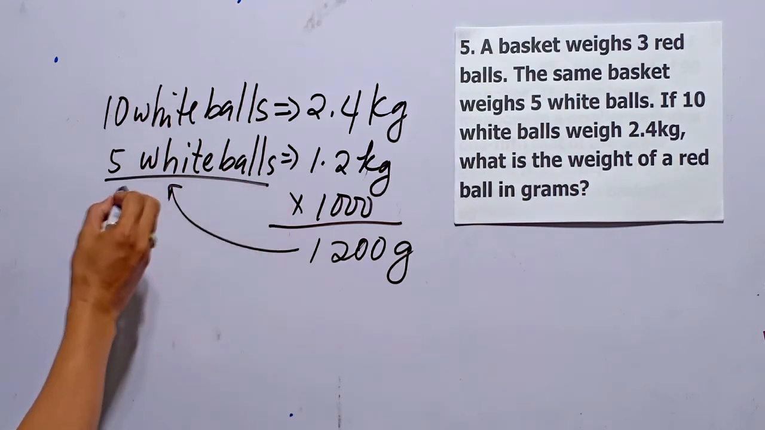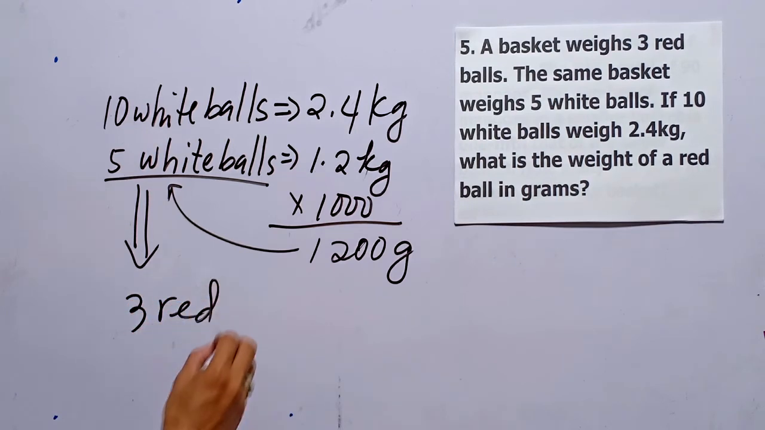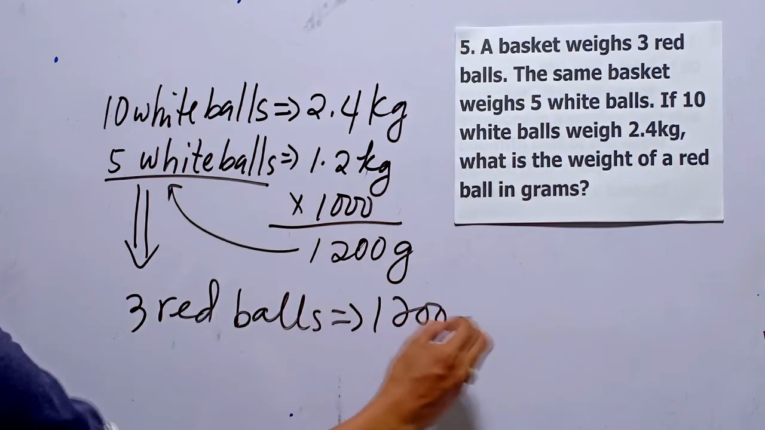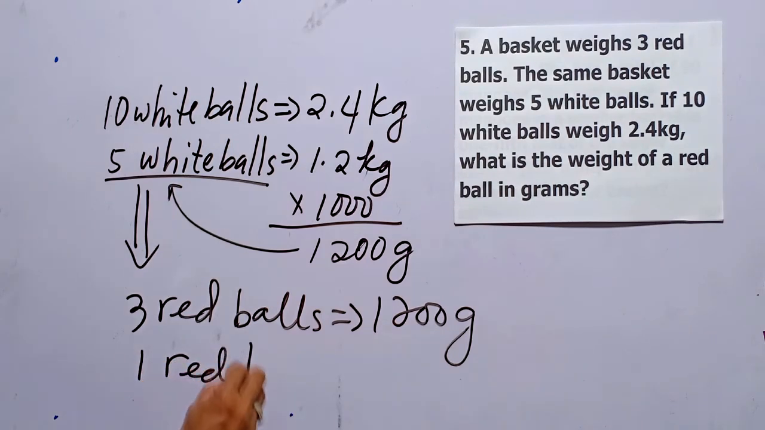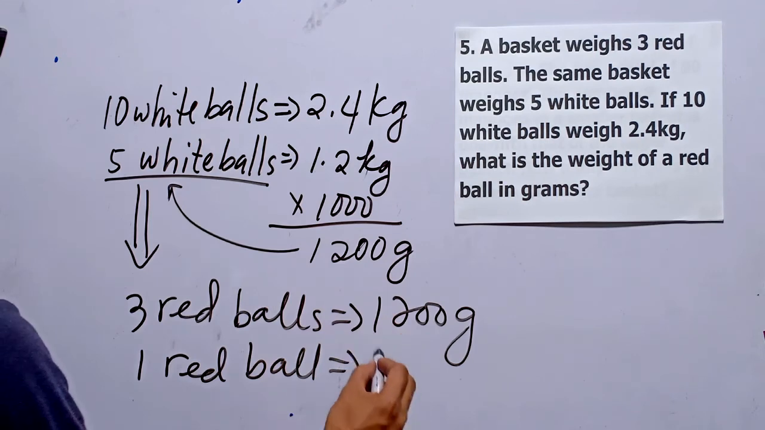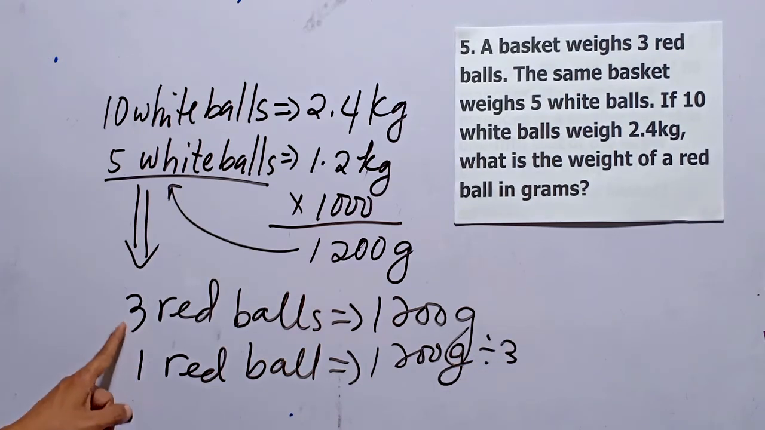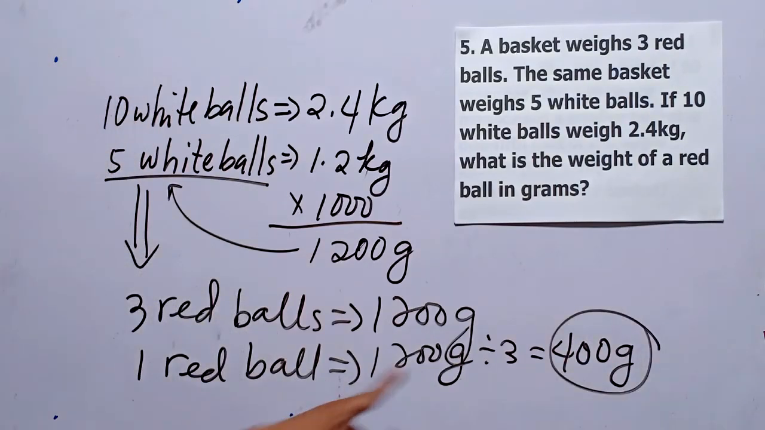Now this 1,200 grams is the weight of the 5 white balls, and it's the same as 3 red balls. So 3 red balls also weigh 1,200 grams. What about for 1 red ball? How much does 1 red ball weigh? Yes, just divide this by 3. 1,200 grams divided by 3 will give you 400. So 1 red ball weighs 400 grams.